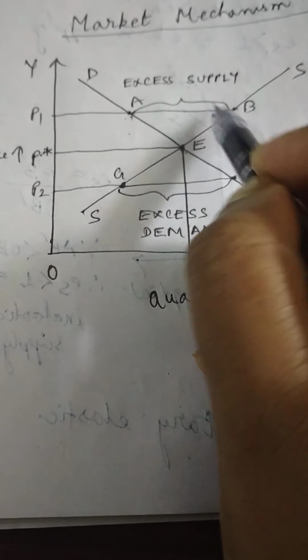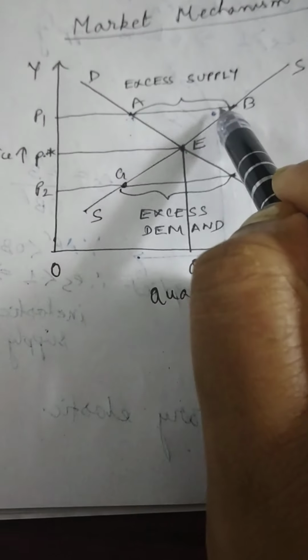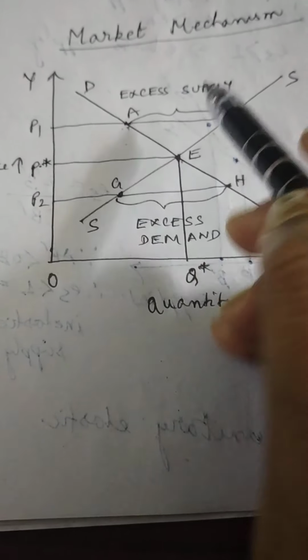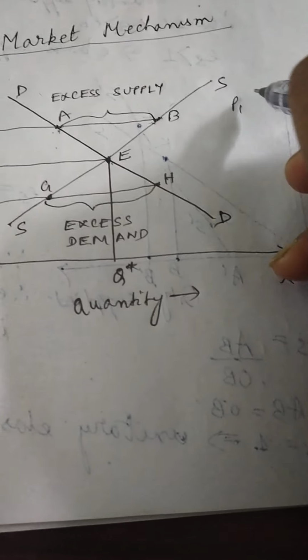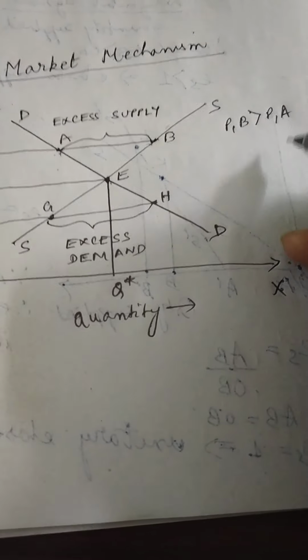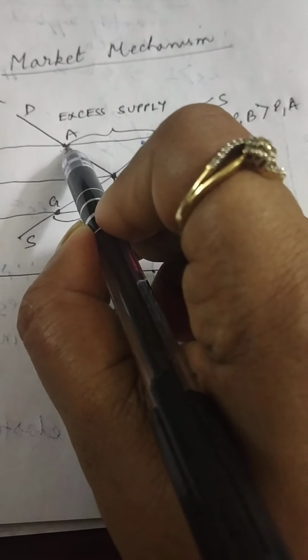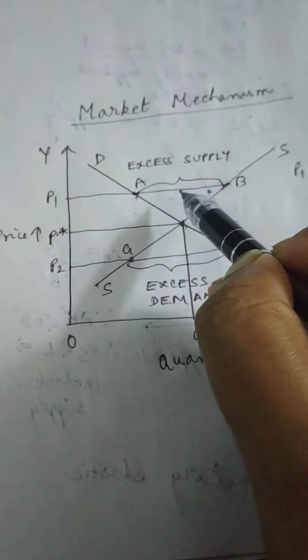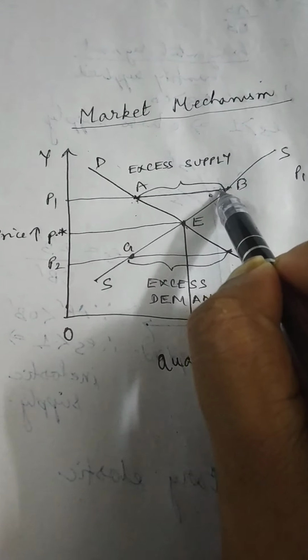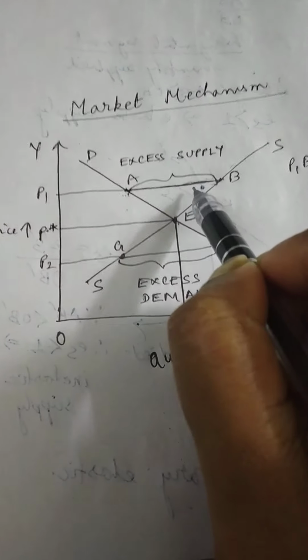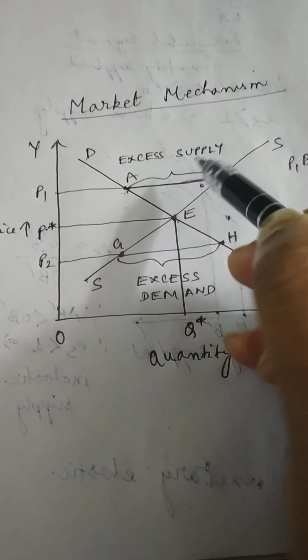So how much is the supply? P1B. So which is more? Obviously the supply, since P1B is greater than P1A. So supply is more by how much? By the extent of AB. So this is the supply which is in excess of demand, and this is known as the excess supply.